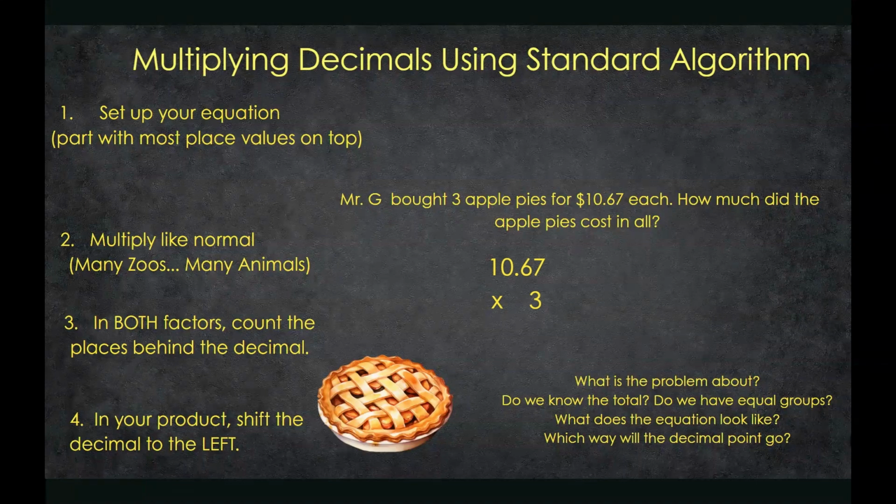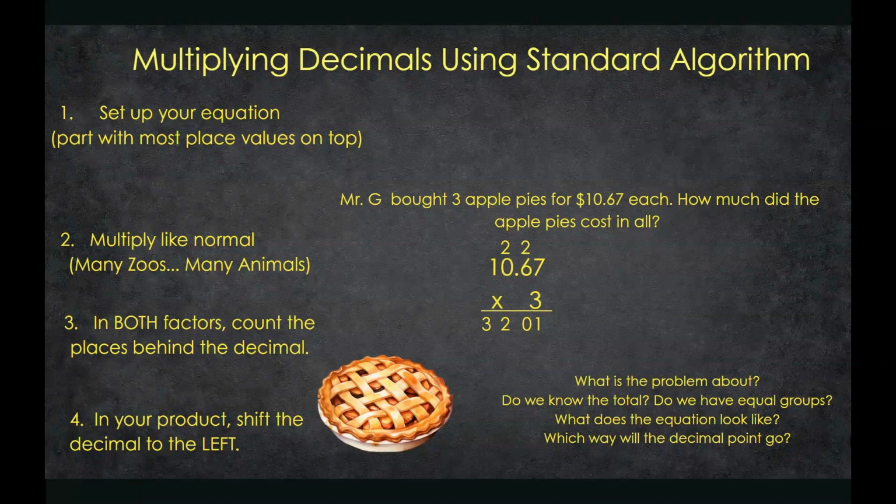$10.67 times 3. Let's go ahead and solve it. 3 times 7 is 21, so we shift the 2, drop the 1. Then we go 3 times 6, which is 18, plus 2, that's 20. Shift the 2, put down the 0 in our answer. 3 times 0 is 0, plus 2, that just makes 2. And then 3 times 1 is 3.